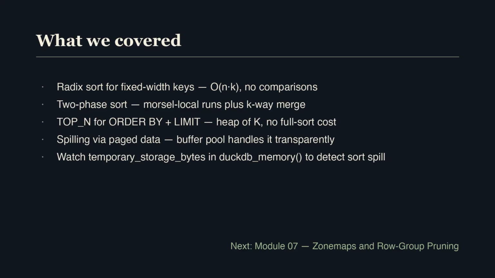Same mechanism, different operator. In module 07, we'll see how zone maps can help sort queries skip row groups entirely, reducing the data that ever reaches the sort operator.